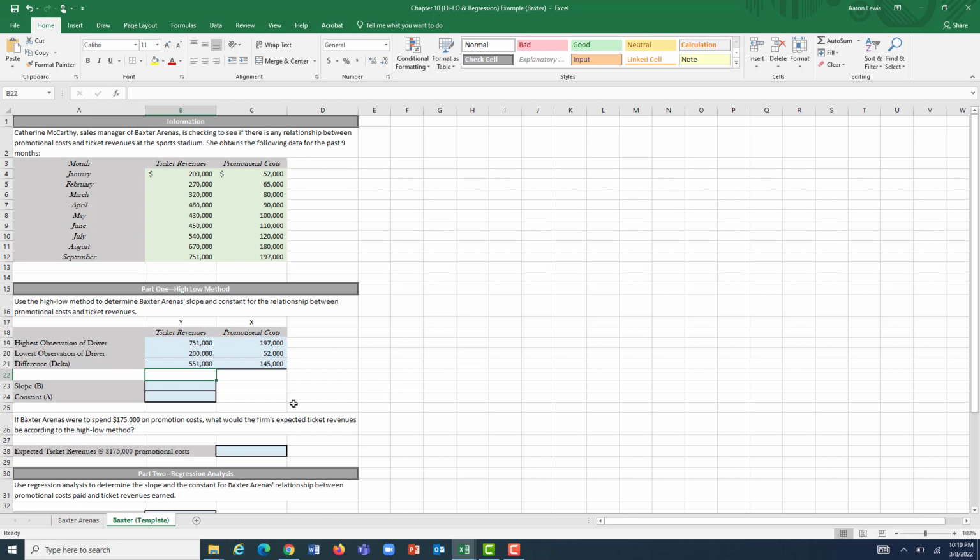I mean, there are people that are just going to walk by the arena and say, oh snap, there's a basketball game going on, I'm going to go watch that. So there should be a constant level of revenue we have even without the influence of promotional costs. And to do this, we can use a couple of formulas.